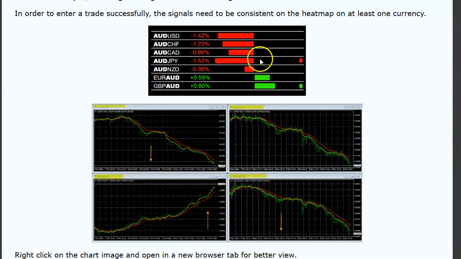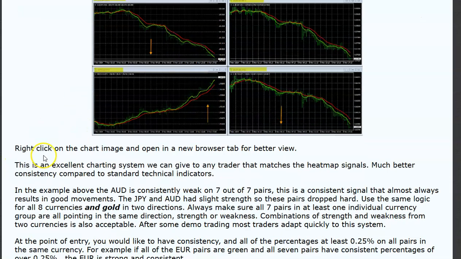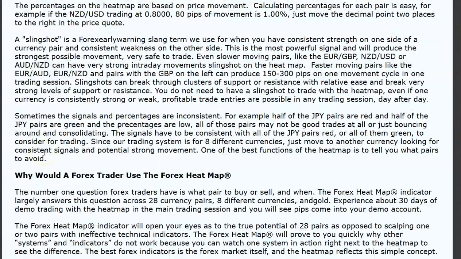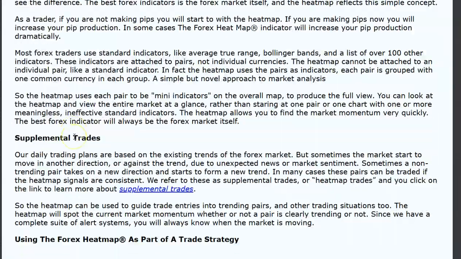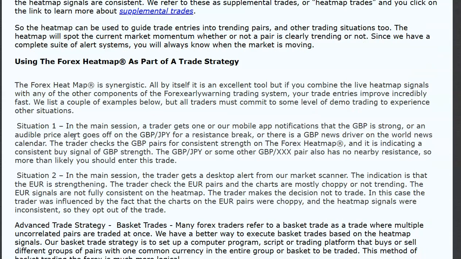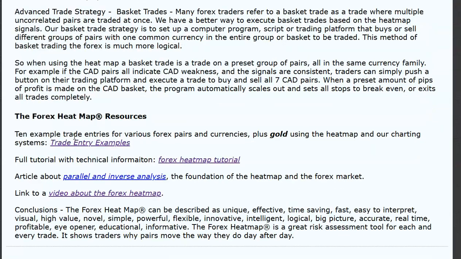So the combined pip totals, when you start to get consistent signals, can be very strong, like gold today. If you add up all these pips in just one trading session, it's fantastic. And you're actually tracking 8 currencies plus gold, so you have high pip potential. You just have to wait for the signals to be consistent on one currency. Sometimes you have consistency across several currencies, and there are more pips, more trades than you can possibly trade in one session.